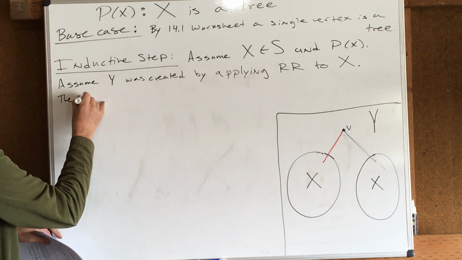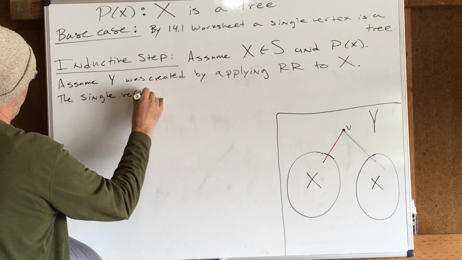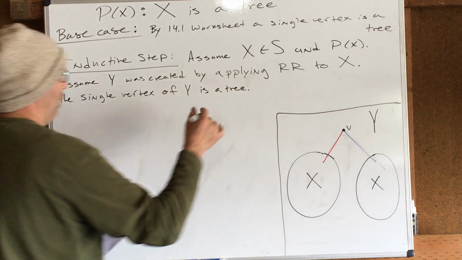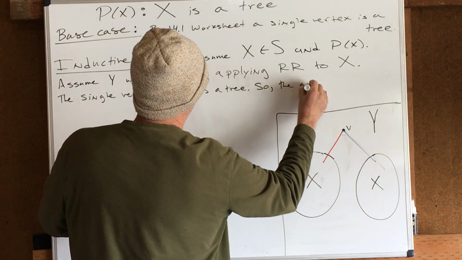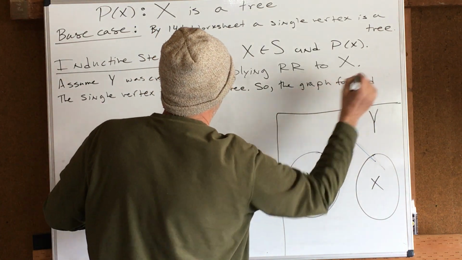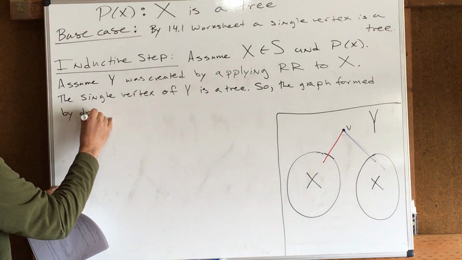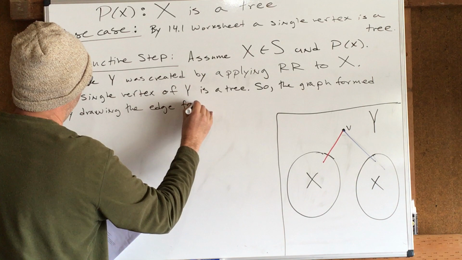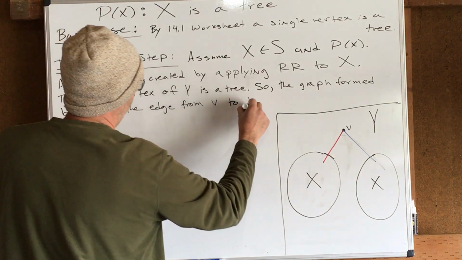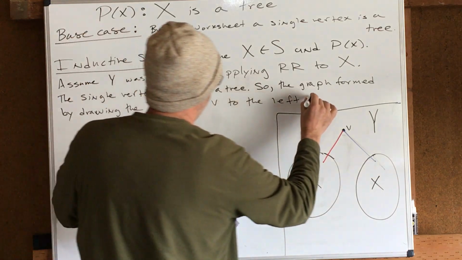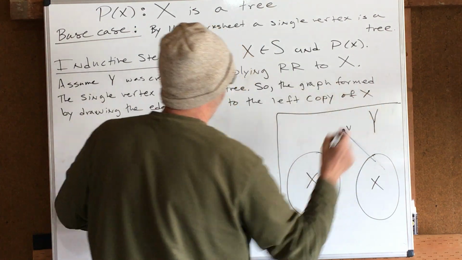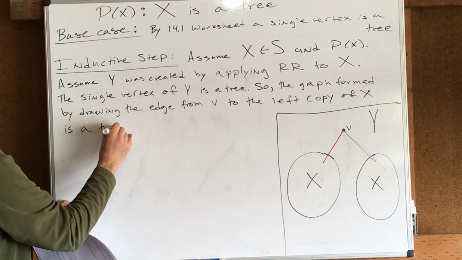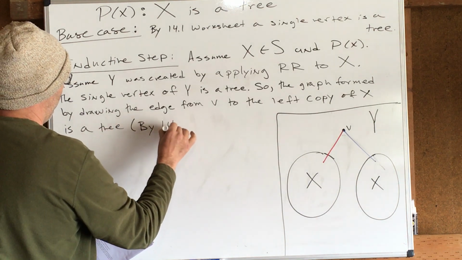All right, so we're just going to explain that. The single vertex V of Y is a tree. So the graph formed by drawing the edge from V to the left copy of X is a tree. This is by the 14.1 worksheet.